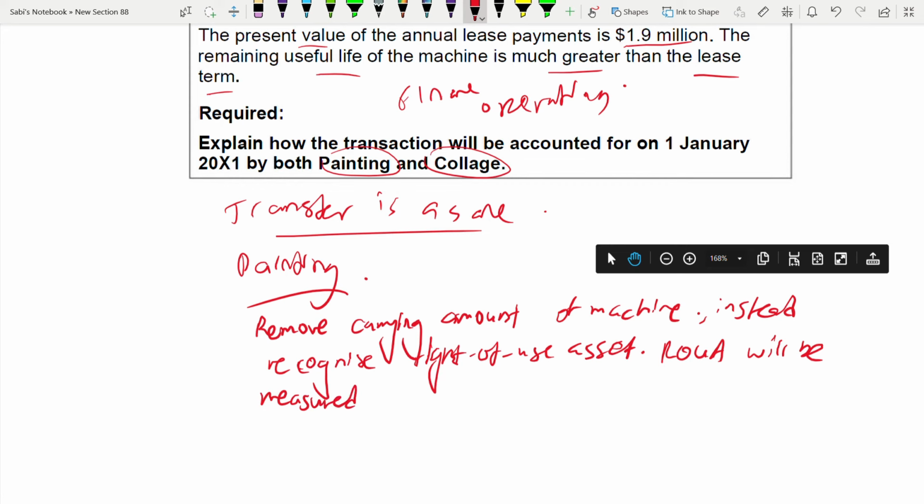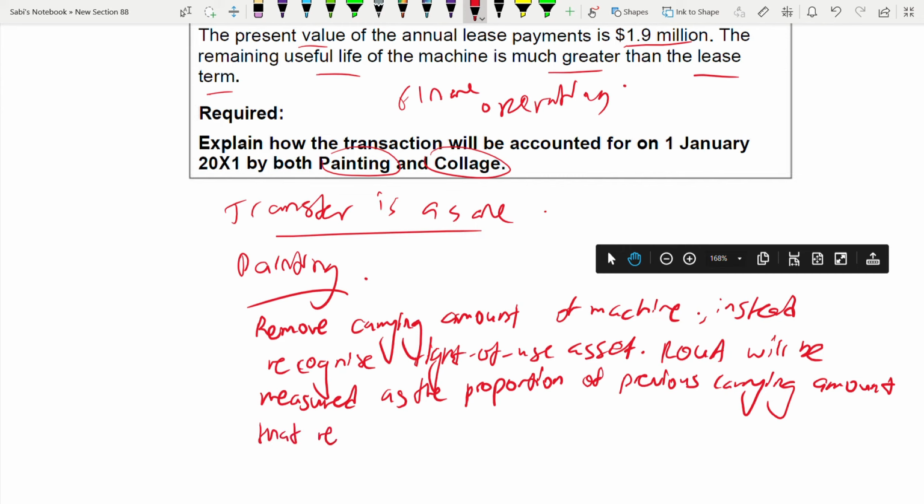Will be measured as the proportion of previous carrying amount that relates to rights retained by Painting.